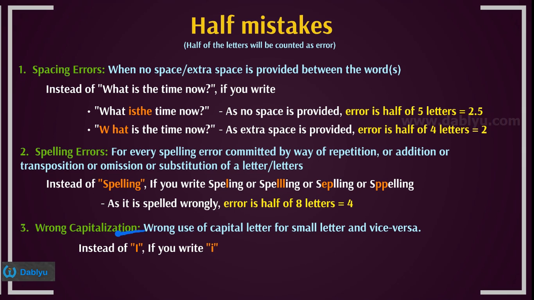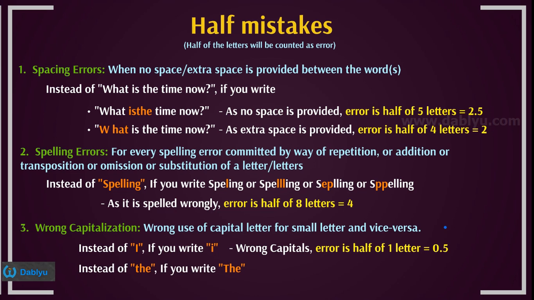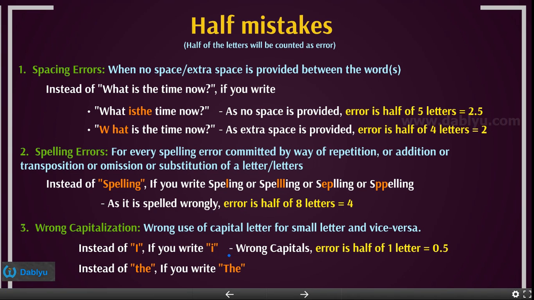Let's take an example. Instead of capital I, if you put small i, then it's a half mistake and the error is half of this one letter, that is 0.5 is the error, right? Let's take one more example. Instead of the small "the", you write capital T, that is capital "The", then again it's a wrong capitalization half mistake. So the error is half of 3, that is 1.5 is the error. So these are the three types of half mistakes.